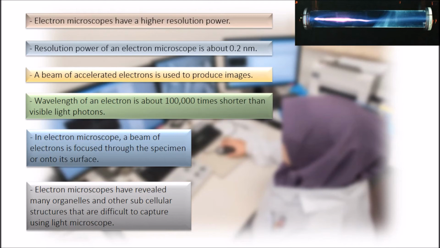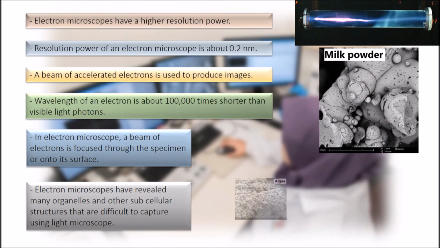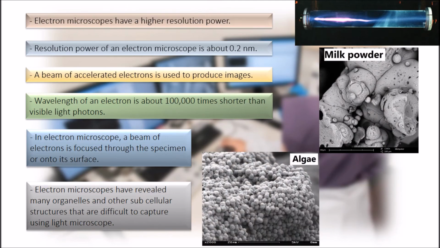Here, a beam of accelerated electrons is used to produce the image. The wavelength of an electron is about 100,000 times shorter than visible light photons. In an electron microscope, a beam of electrons is focused through the specimen or onto its surface. Electron microscopes have revealed many organelles and other subcellular structures that are impossible to resolve with light microscopes.